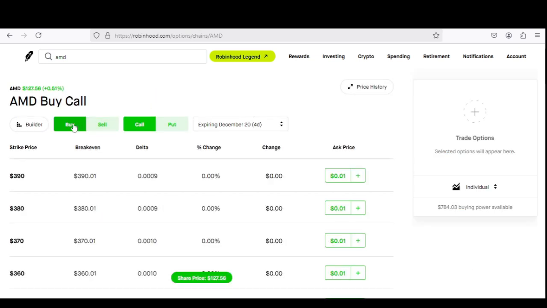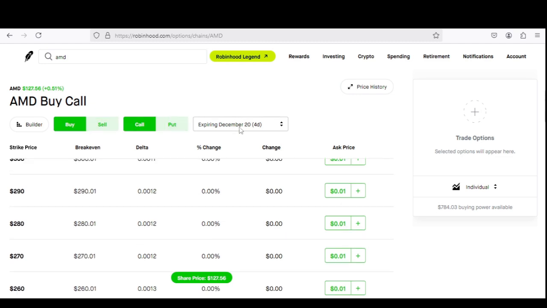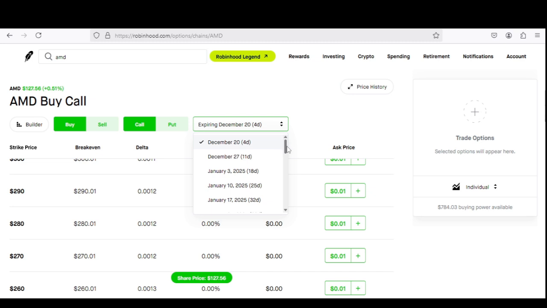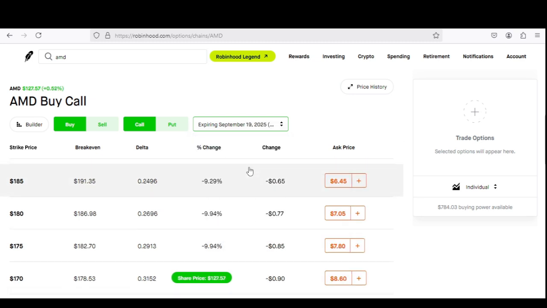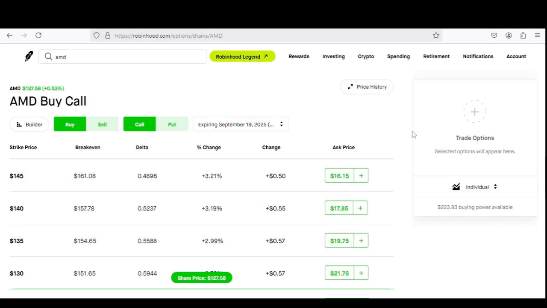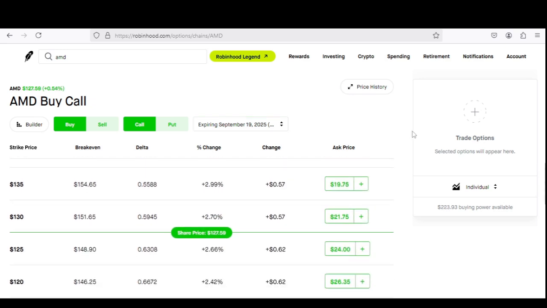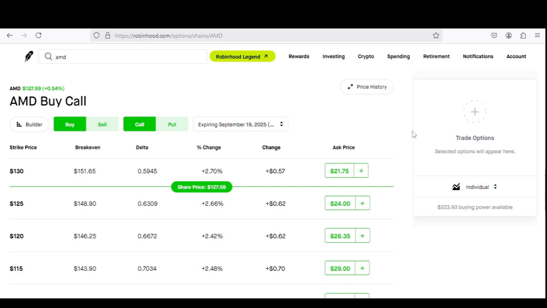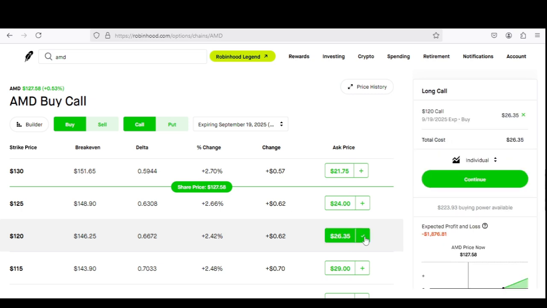Now, we're going to make sure it says buy and call, and then we're going to choose our strike date. Strike date in this case is going to be very important. So I'm going to choose the strike date of September 19th, 2025. Now, what I'm going to do is select the strike price below the current share price. And I would be going with the 120 strike price, and that's going to cost me around $26.35.